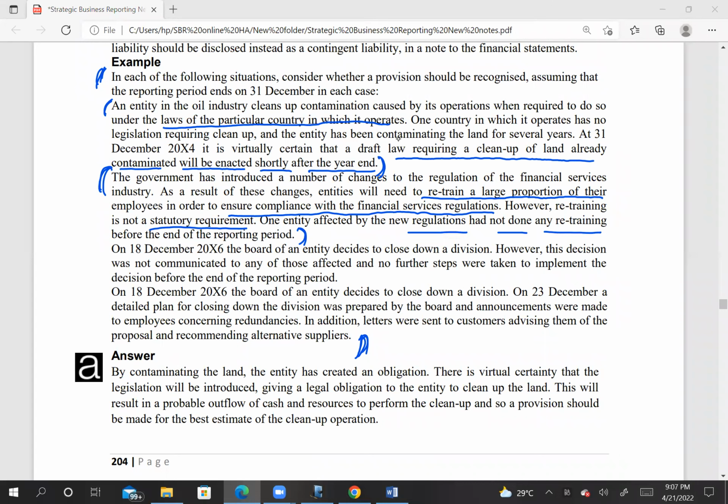Yes, a provision for retraining cost should not be recognized because it is a future operating cost. Well done. Now the last one. On 18 December X6, the board of an entity decided... leave it. I will discuss this concept, then we will come to this case study.